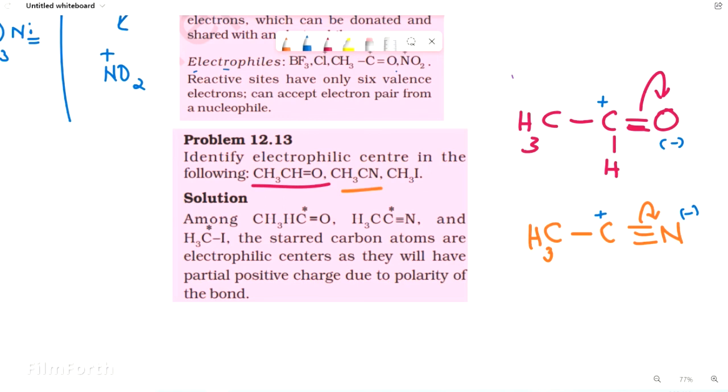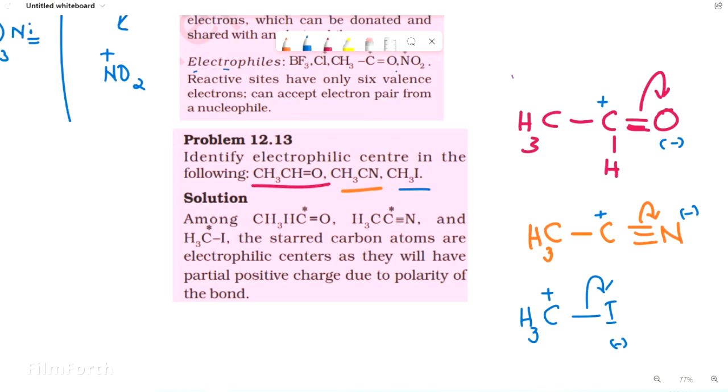Okay. Now we have the last example, CH3I. Why have they given the I? I comes in the halogen group. So what will happen here? This electron pair will shift towards iodine because iodine is more electronegative. Iodine will get a negative charge and carbon will acquire a positive charge. Understood? Due to this positive charge and this negative charge, we say it is a polar bond, and the carbon with the positive charge can act as the electrophilic center.